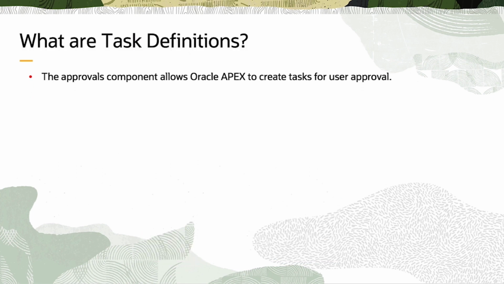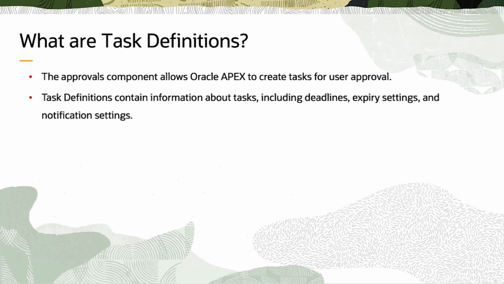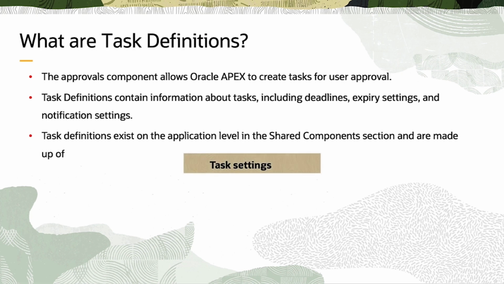What are task definitions? The approvals component allows Oracle Apex to create tasks for user approval. Task definitions contain information about tasks, including deadlines, expiry settings, and notification settings. Task definitions exist on the application level in the shared component section and are made up of task settings, participants, parameters, and actions.